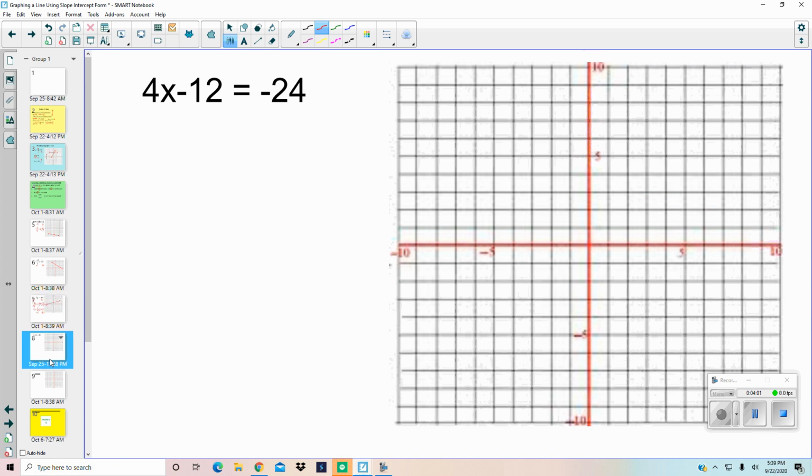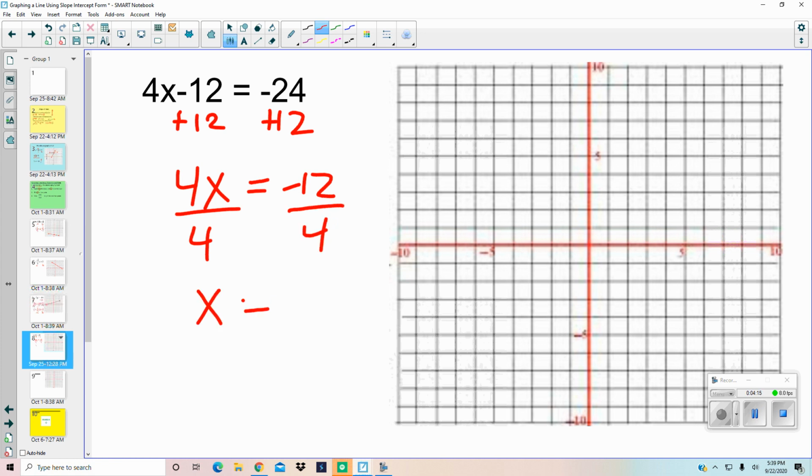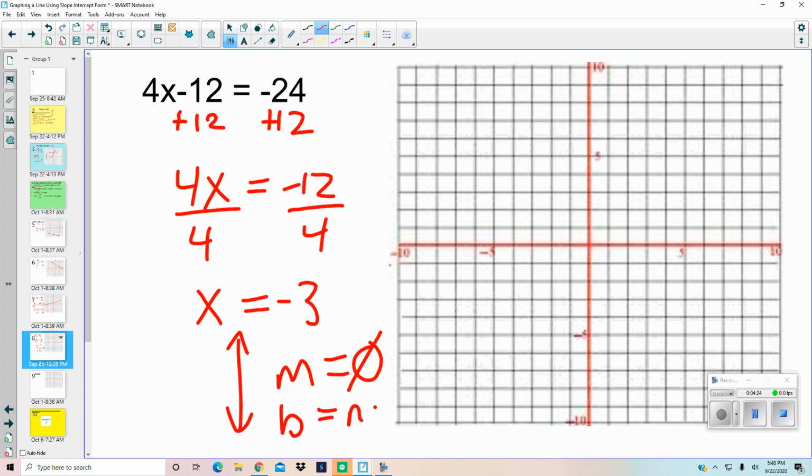Let's do another one. Ooh, it's just an x. So if it's just an x, you solve for x. So I get x equals -3. That's a vertical line. The slope is undefined. There is no y-intercept. So I go to -3 on the x-axis and I just draw a vertical line through it. Easiest ones to graph, those and horizontal lines.